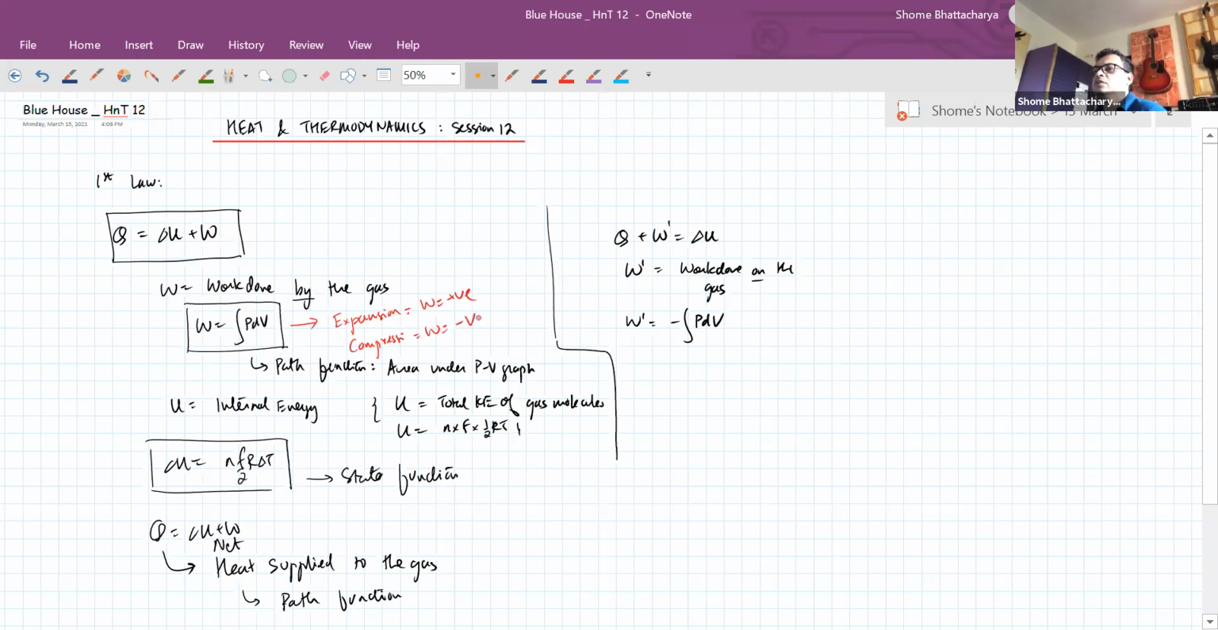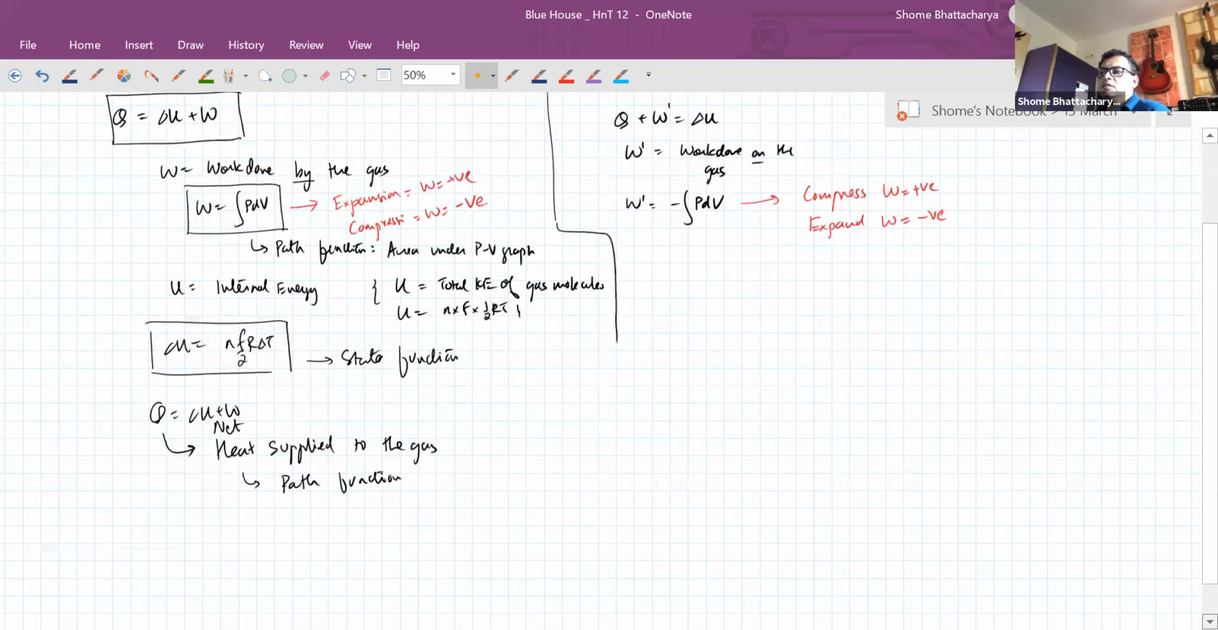Whereas when you define it as work done on the gas, when we compress the gas, the work done on the gas is positive. And when we allow the gas to expand, sorry, it's the other way around. In the case of expansion, the work done on the gas becomes negative. In the case of compression, the work done on the gas becomes positive. So this is one small point to keep in mind.